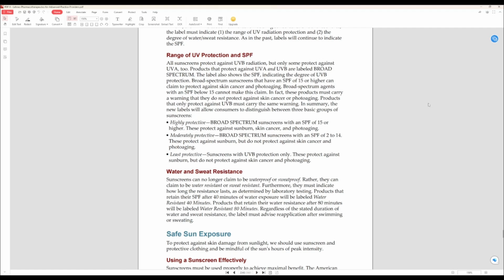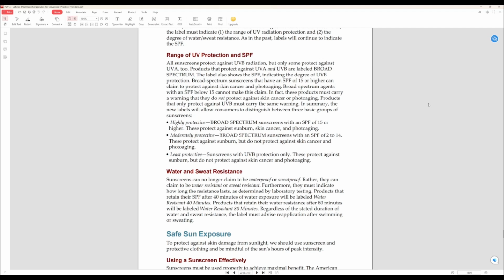The range of UV protection and SPF. All sunscreens protect against UVB radiation, but only some protect against UVA too. Products that protect against UVA and UVB are labeled broad spectrum. The label also shows the SPF, indicating the degree of UVB protection. Broad spectrum sunscreens that have an SPF of 15 or higher can claim to protect against skin cancer and photoaging. Broad spectrum agents with an SPF below 15 cannot make that claim. In fact, these products must carry a warning that they do not protect against skin cancer or photoaging. Products that only protect against UVB must carry the same warning.